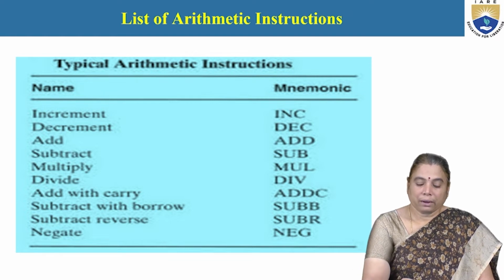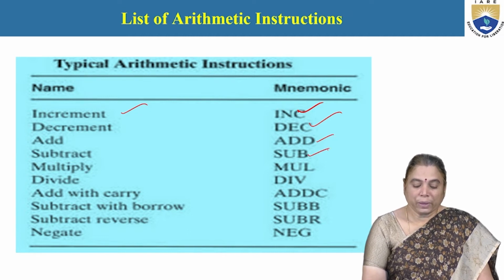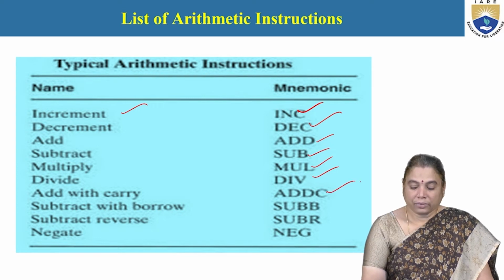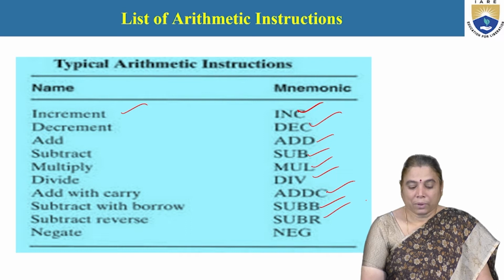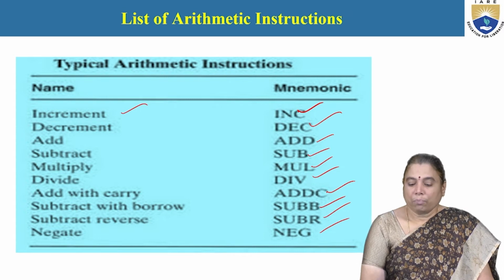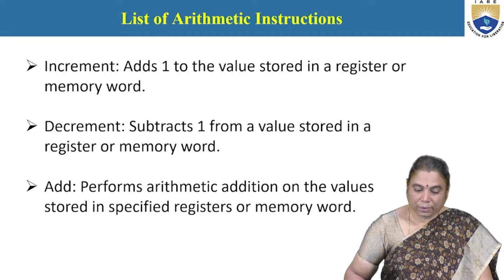To perform the increment operation, INC. To perform the decrement operation, DEC. To perform addition, ADD. To perform subtraction, SUB. For multiplication, MUL. And for division, DIV. Addition can be performed along with carry with ADC. Subtraction can be performed along with borrow with SUBB. Subtract in reverse can be performed with SUBR. The negate operation can be performed with the NEG opcode. So these are the mnemonics that can be used for the various arithmetic operations.